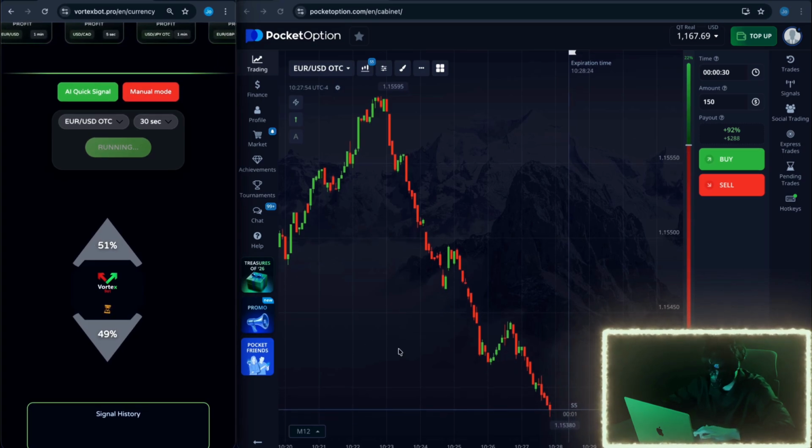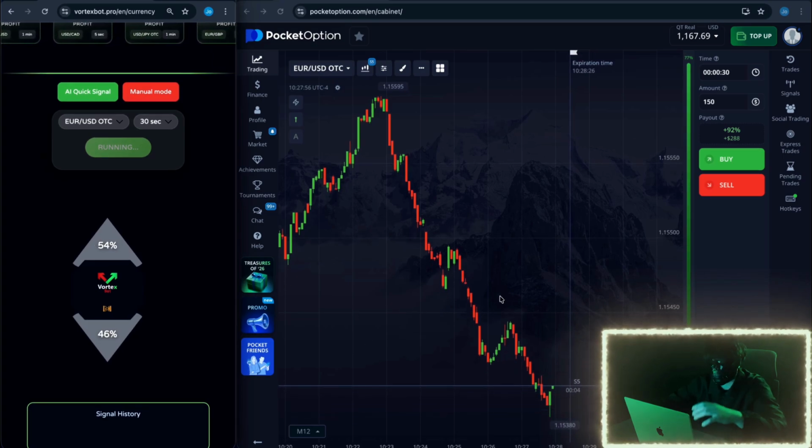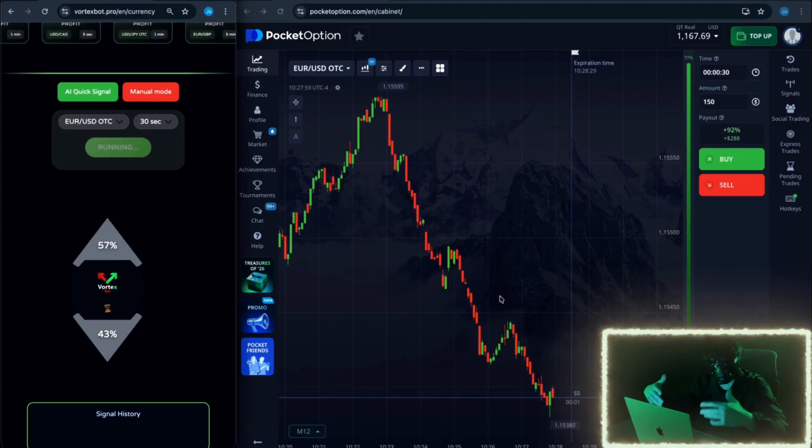It analyzes the currency pair, analyzes the market, selects more than 15 different indicators for analysis, and uses a variety of strategies.